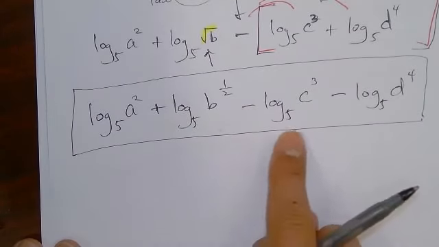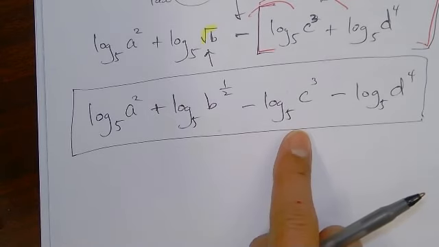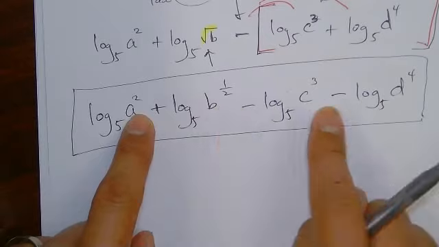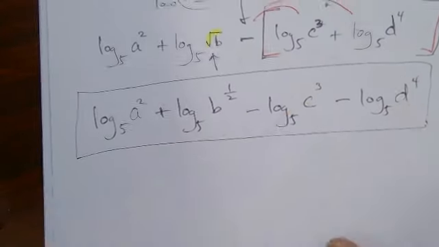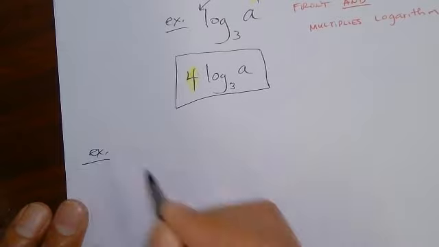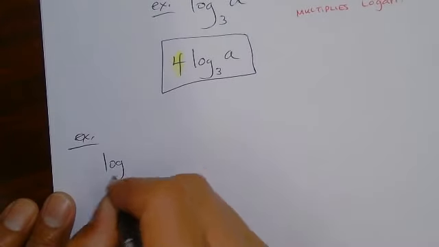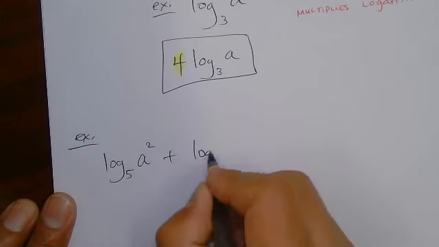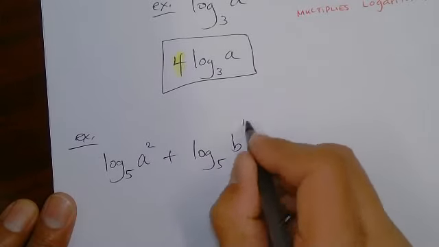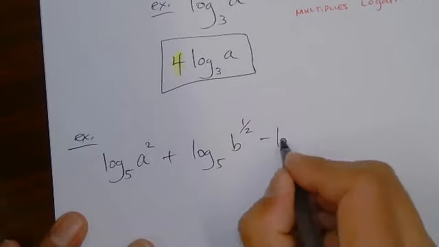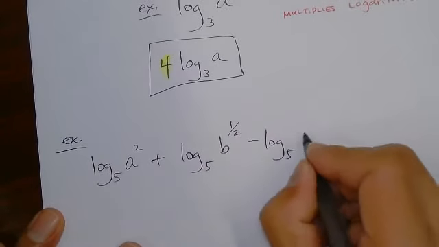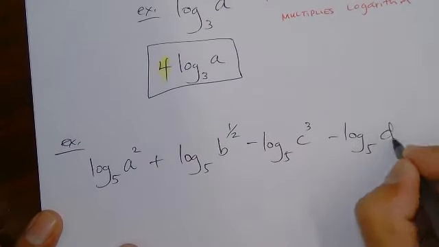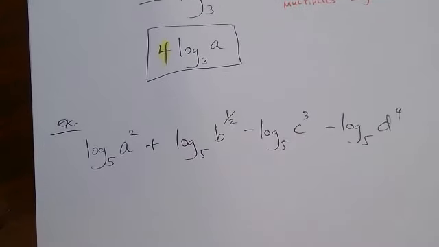So you see this answer we have right here? That's why I'm like, oh, I haven't showed you the last law, law number 3. You could not leave it like this, right? You can't leave it with these exponents like that. You guys agree? So let's rewrite this one. Just write it over here. This was log 5 of a squared plus log 5 of b to the 1/2 minus log 5 c cubed minus log 5 d4.